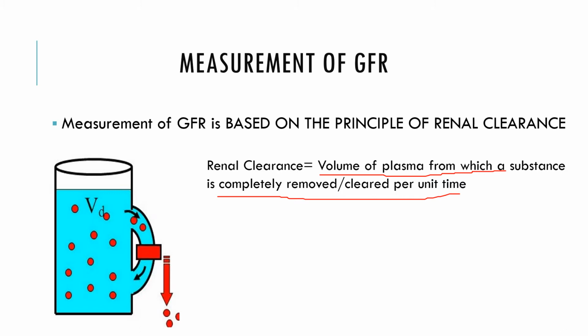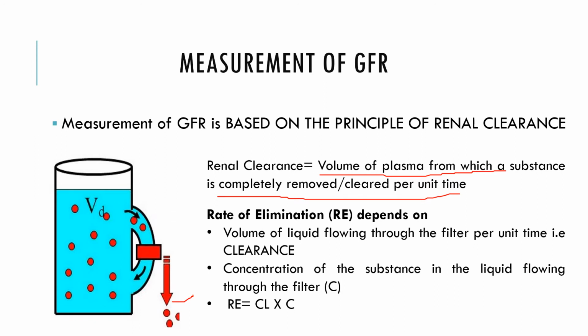Suppose we are taking a bottle like this which has got a filter here. This fluid is passing through this filter, and after filtration, these solutes are excreted out and the fluid is going back into the bottle. So from the definition of clearance, the rate of elimination of these solutes depends on the volume of liquid flowing through the filter per unit time. That volume of liquid flowing through the filter per unit time is the clearance, and it will also depend upon the concentration of the substance in the liquid flowing through this filter.